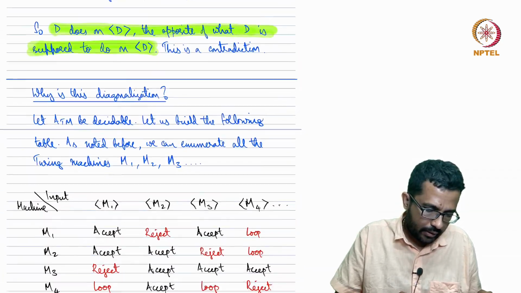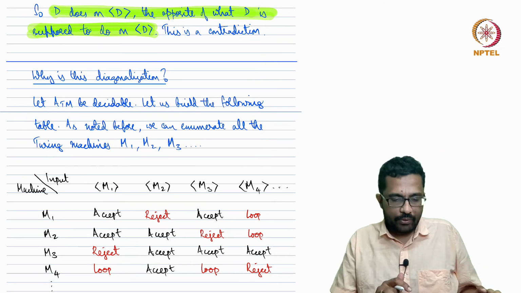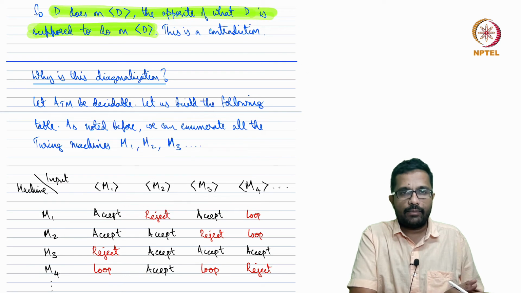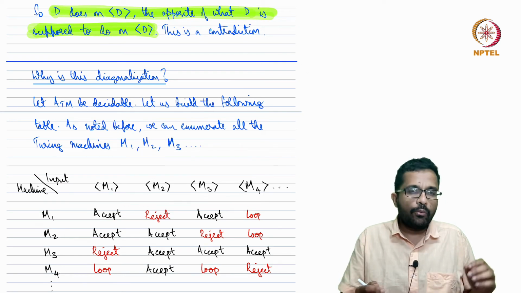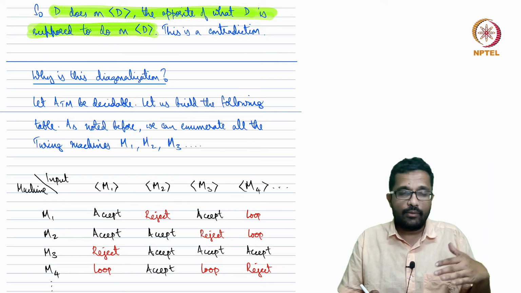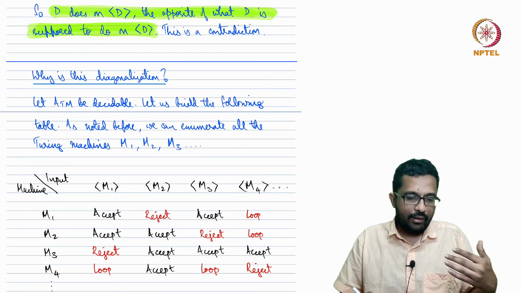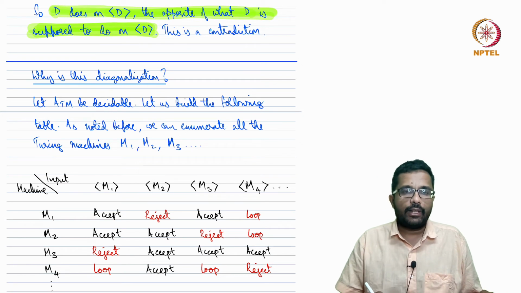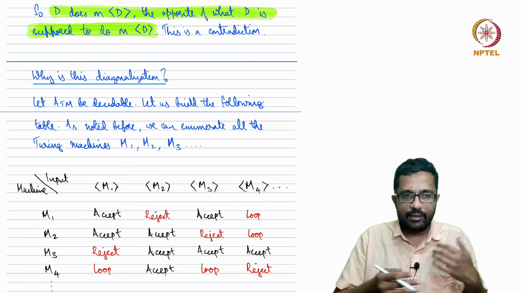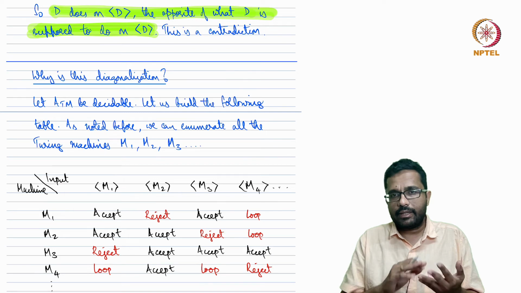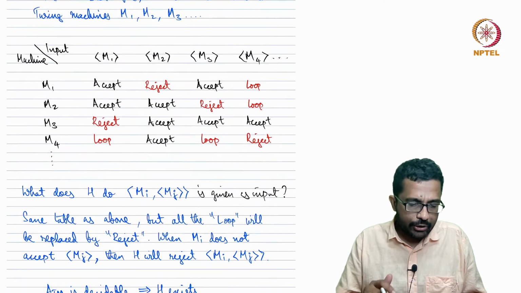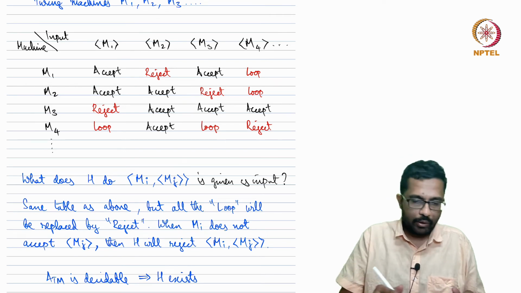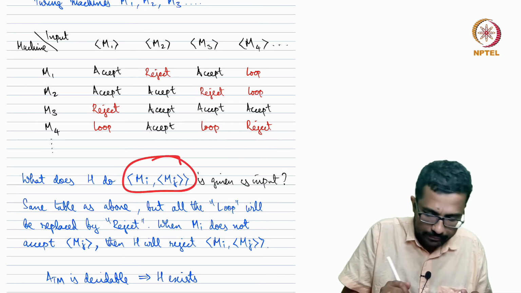Right. So why is this diagonalization? So suppose ATM is decidable, which means there is a decider for ATM. So now let us see, we can enumerate all the Turing machines, M1, M2, M3 and so on. We can build a table of what each MI does when fed the description of MJ. Right. So this could be accept, reject or loop. Now what does H do when given MI and the description of MJ as input?